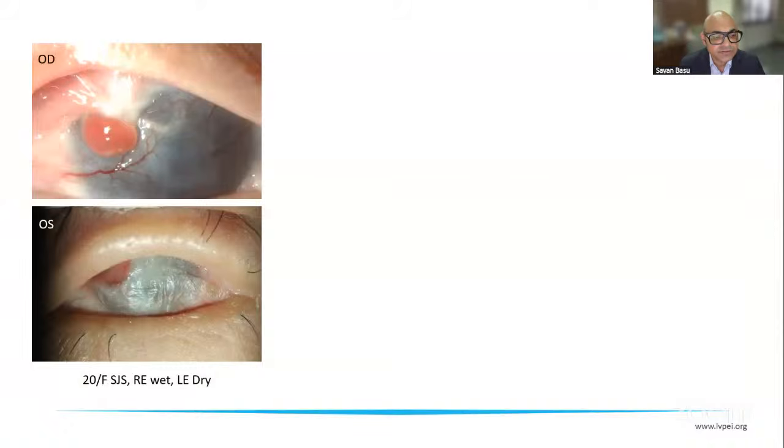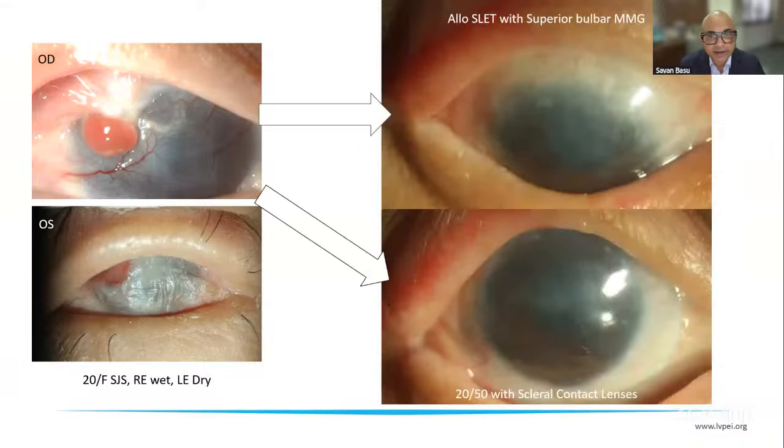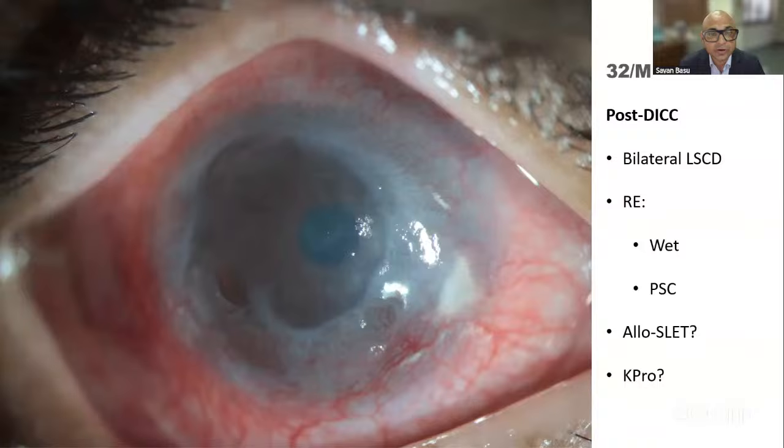you can use this for reconstruction in wet eyes. This is a case of Stevens-Johnson syndrome, where the right eye was wet, the left eye was dry and completely dermalized. So we decided on reconstructing the right eye with a superior mucous membrane graft for the symblepharon, and then living related limbal transplant from her mother for the cornea, which worked out very well. The patient was 20/50 with scleral contact lenses.